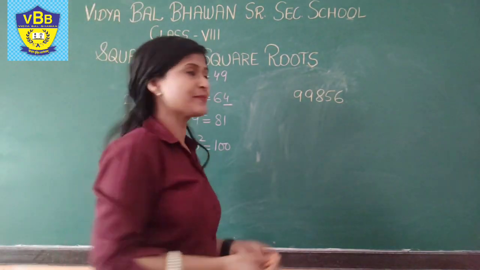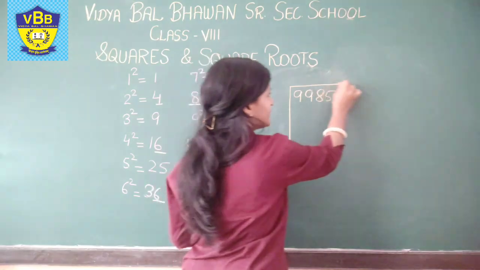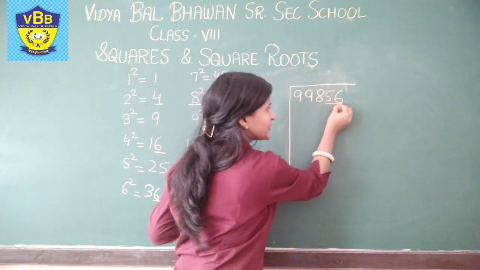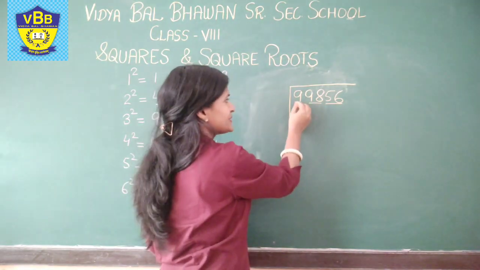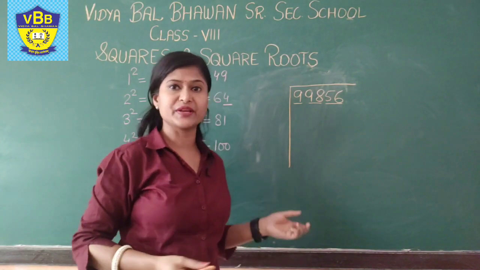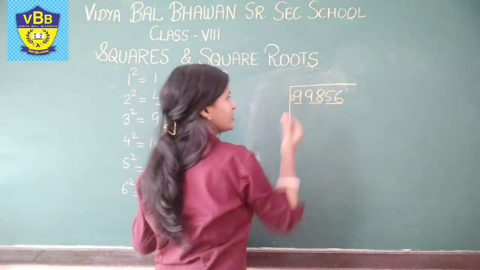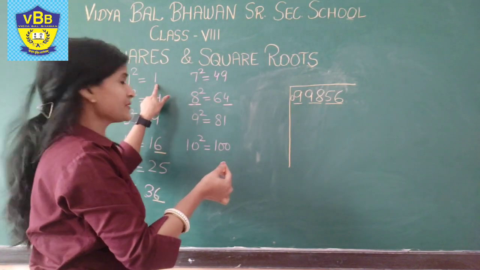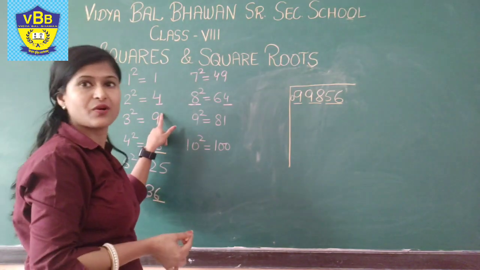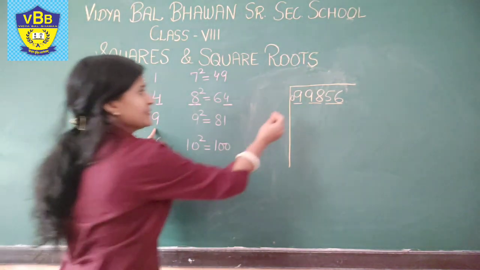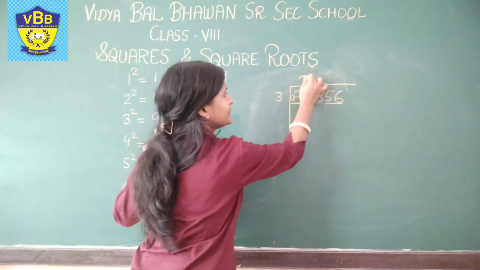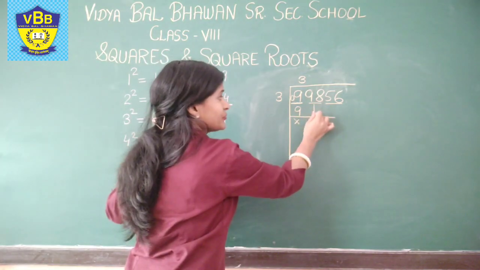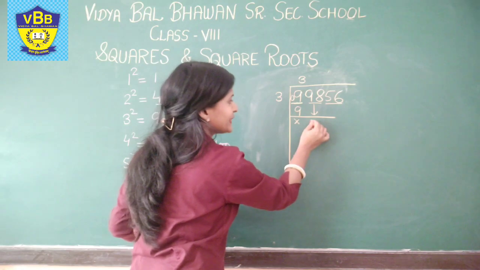We are taking one more question, that is a 5-digit number. First step is to make the pairs. One pair is 56, the other one is 98, and one digit is unpaired, so make it a pair by putting a 0 in front. Check the squares: 1 square is 1, 2 square is 4, which is also smaller, 3 square is 9. We take 3 square here. So one pair is completely cancelled out. Now take one more pair, that is 98.